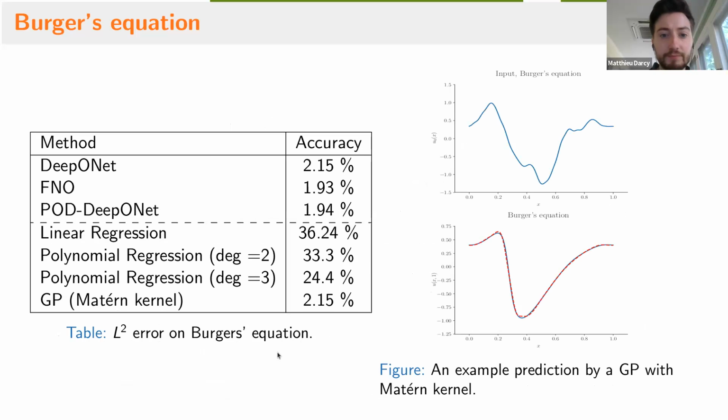So for this example, what we found is that we're not quite as good as the best versions of FNO and DeepONet, but we're in the same ballpark and we're as good as DeepONet. So this is an example where our method isn't quite at the level of neural networks, but it's very close, using the Matern kernel, for example. So we're very close in terms of accuracy.